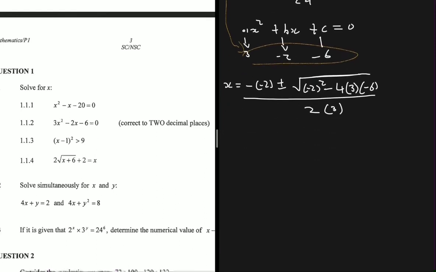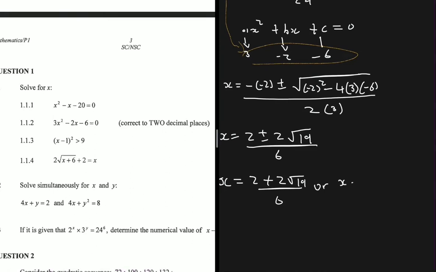A is 3. Instead of doing this manually, let me put it into the calculator so that we can save time. So we're going to have x equals minus multiplied by minus 2, that is just going to give you 2, plus or minus. Let me put that term in the calculator: the square root of minus 2 squared minus 4, a is 3, and c is minus 6. That is 2 multiplied by the square root of 19, divided by 6. So x equals 2 plus 2 square root of 19 divided by 6, or x equals 2 minus 2 square root of 19 divided by 6.